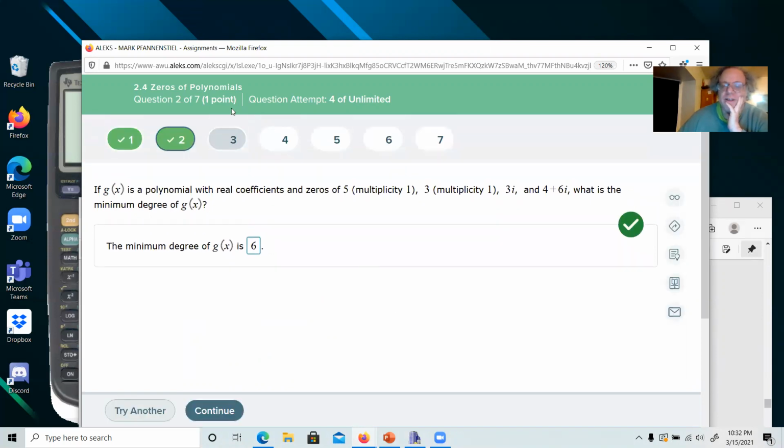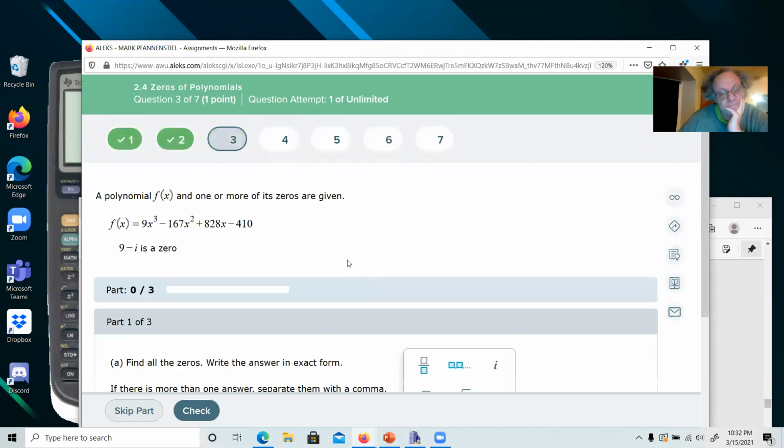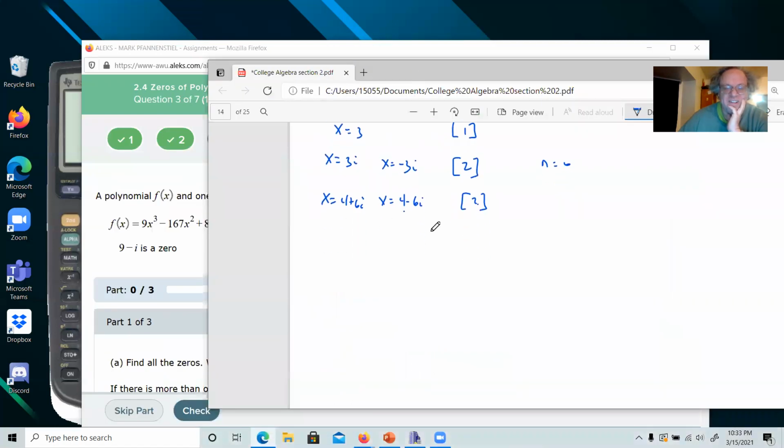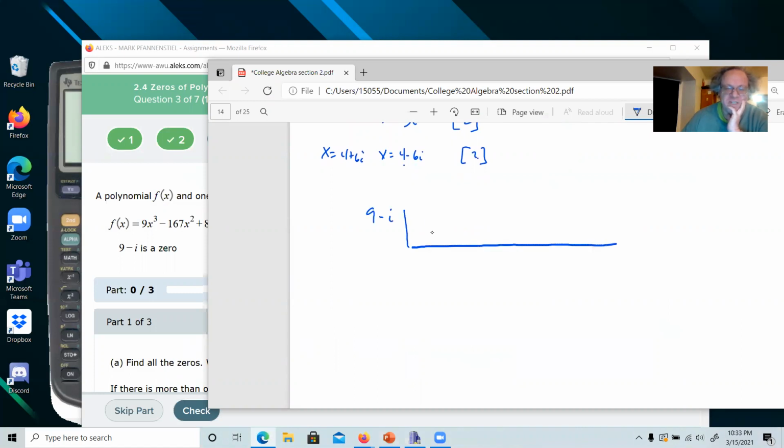All right. Next one is a little bit harder. We are given 9x cubed minus 167x squared plus 828x minus 410. Who comes up with these numbers? And 9 minus i is a 0. You say, oh, delightful. I loved synthetic division. I haven't had a chance to do enough of it. And we get to do it with complex numbers. Nobody should be allowed to have this much fun.